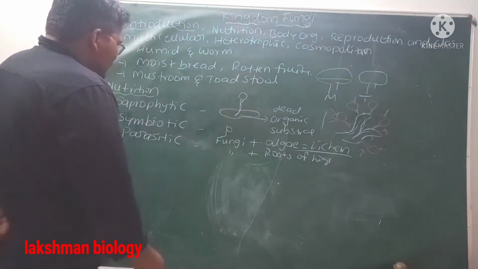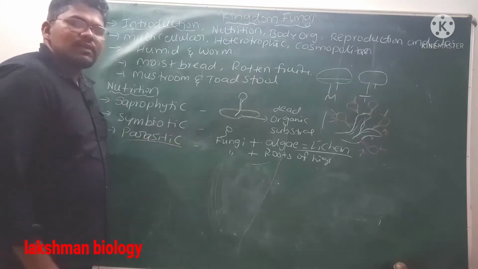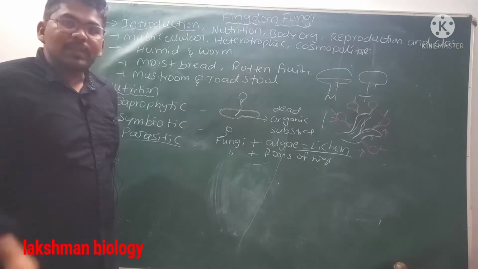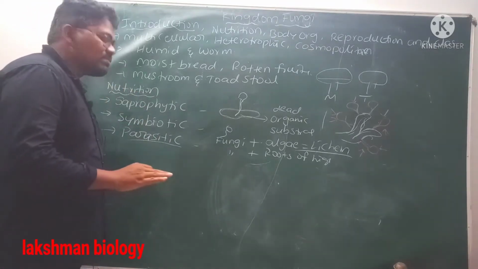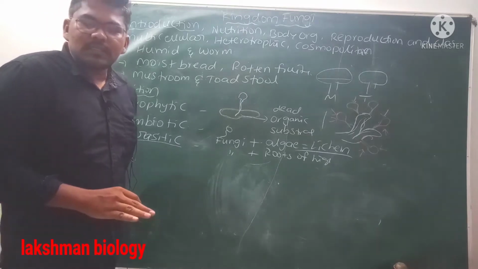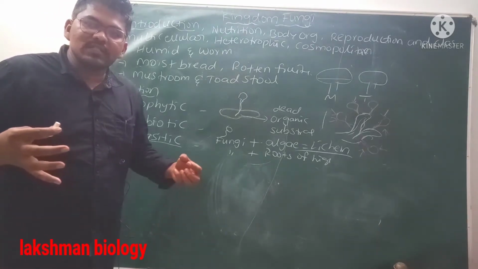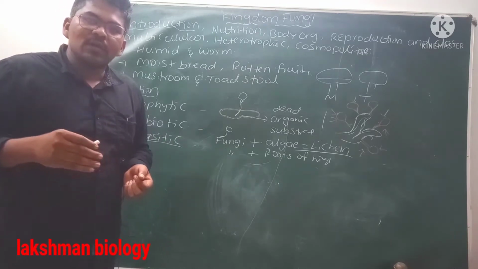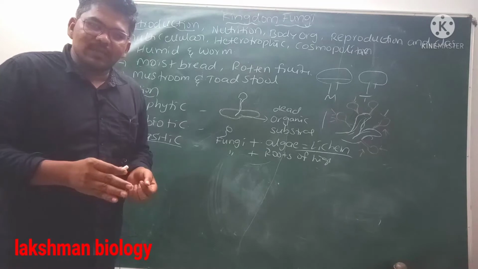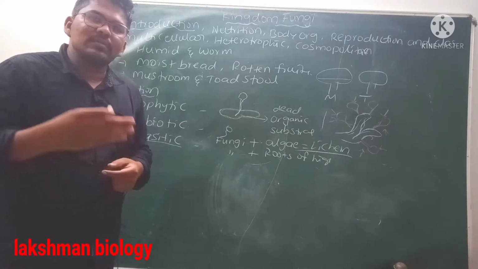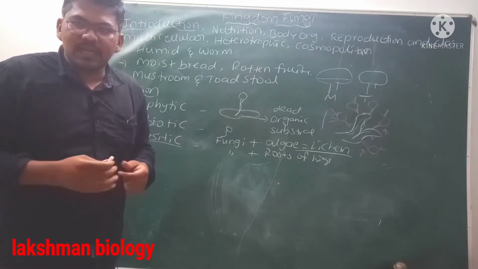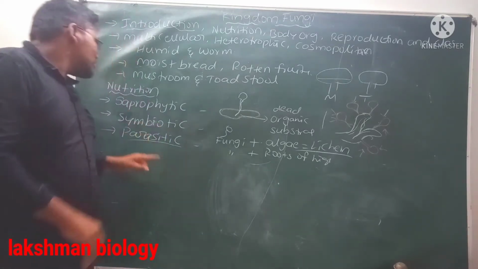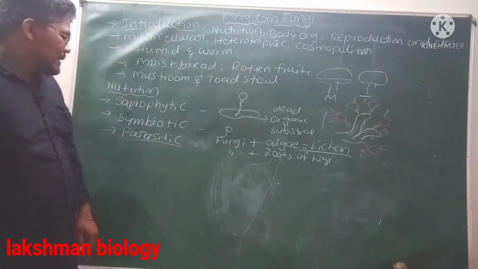Next, parasitic fungi means the fungi live on living plants or living animals. It may cause disease. Here it is not a symbiotic relationship where both help together; in parasitic relationships only one organism is benefited, that is the fungi. Fungi live on living plants or living animals and take food and shelter from the living organism. That type of relationship is called a parasitic relationship.